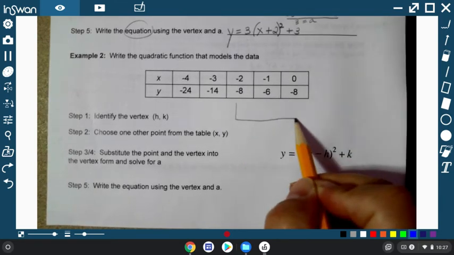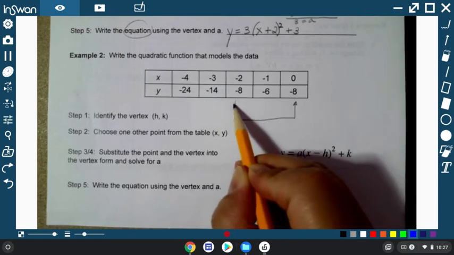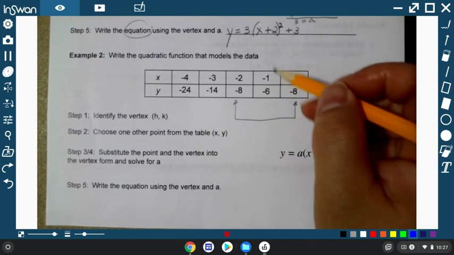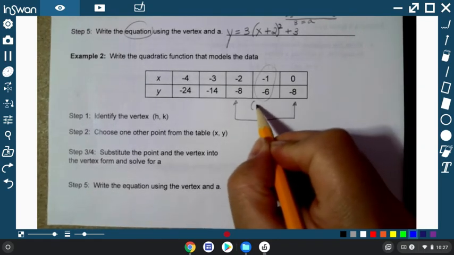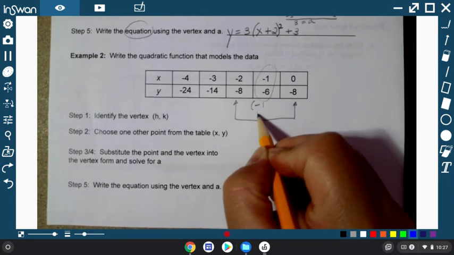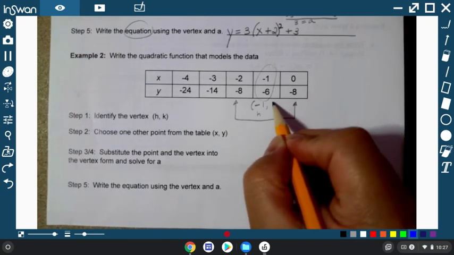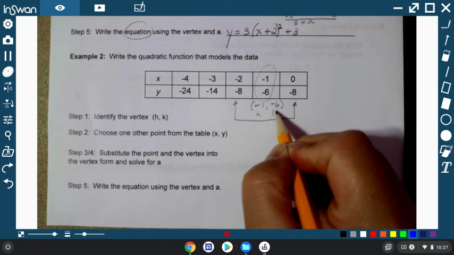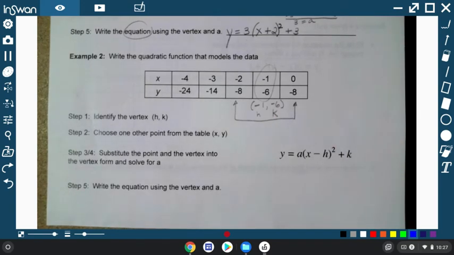I can see the repeating is actually over here. So it's not always the middle number. So this is my vertex. I'm going to write it as a point. My h is -1. My k is -6. It does help to label it h and k. That way you're going to substitute everything in the correct spot.